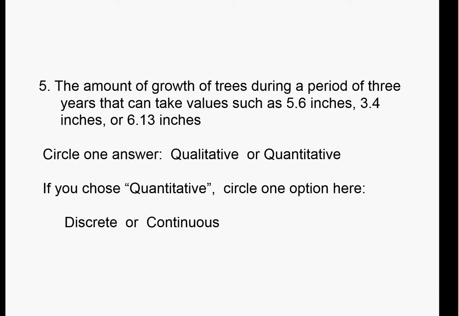Also, 5.6, 3.4, they all have decimals. You can also increase the number of decimals to give precision, and these numbers are the result of measurement. You really have to go out there to measure how much a tree has grown in a period of 3 years. So this is a quantitative variable. Also, this is a continuous variable.